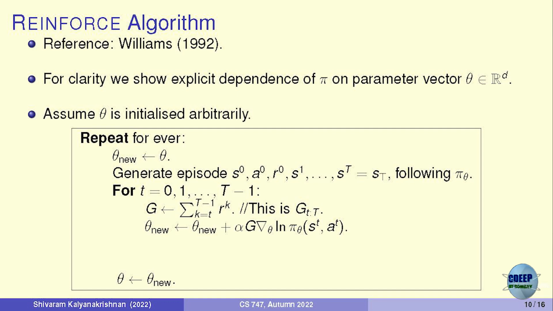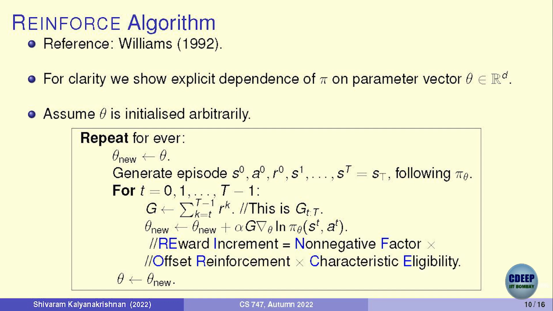And this is just a fact in case you're interested. Why was this algorithm called REINFORCE? Frankly, I didn't know. I knew it was a slightly strange reason. Today I went and figured it out. So the paper says that the basis of this update is that the reward increment is a non-negative factor times offset reinforcement times characteristic eligibility. What is all this? We never heard all of these things. This is the lingua franca of the 90s.